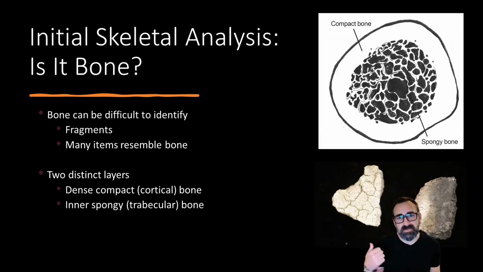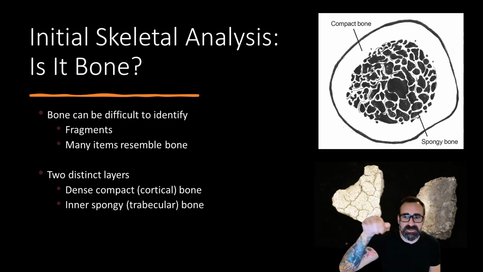And things like shell resemble bone. There's some ceramics that can look like bone. And so your first goal is to figure out, am I looking at bone? And really the easiest way to do that is to look for two distinct layers. So you have cortical bone. Cortical bone is like the outside of a bone. If you were to eat a chicken leg, and you look at the chicken bone, that outside of the bone is called the cortical bone.